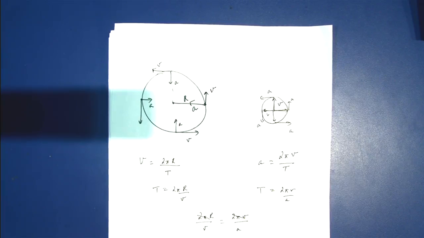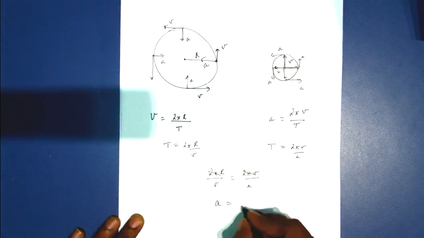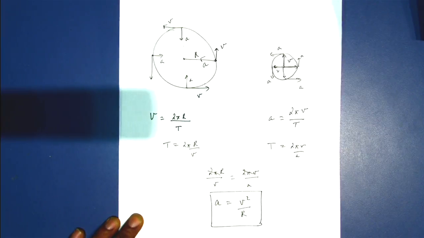Divide out the 2 pi's, you get a is equal to v squared over r. Caveat, I do not expect you guys to derive this. What I do want you to do is focus on what this is. This is called centripetal acceleration. The term centripetal literally means center point. This is the acceleration responsible for moving in a circle of radius r with speed v.